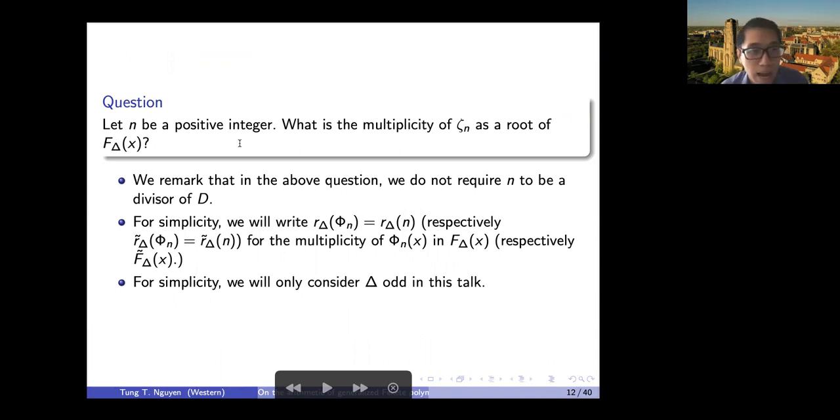Now we have some remarks about this. First of all, in the above question, we do not require n to be a divisor of d. We'll see in a moment some examples where that could happen, and we will see that the multiplicity is not always one. This is a surprising fact. We will write R_delta(n) to be the multiplicity of phi_n in the Fekete polynomials. And finally, in this talk, I will only consider the case where delta is odd.